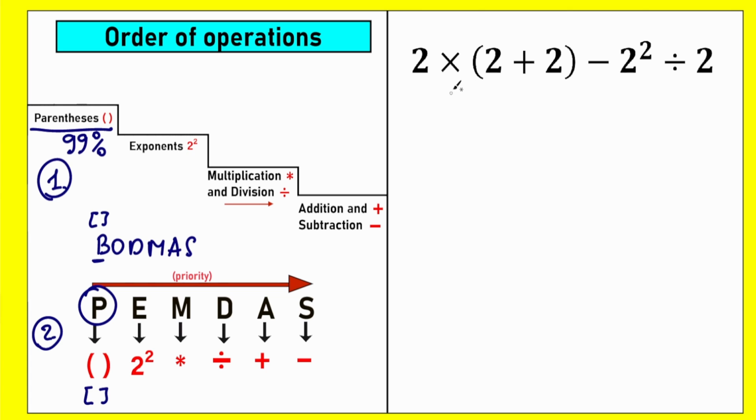So for the first thing we're gonna do, we're gonna evaluate the expression inside parentheses. So let's scan. Where do we have it? We have right here powers, division, subtraction. Yeah, we have parentheses right here. So the first thing we're gonna do, we're gonna add 2 plus 2. This is our first step.